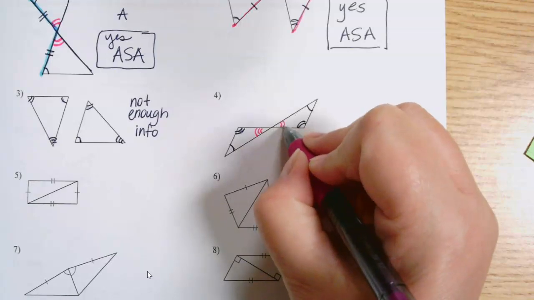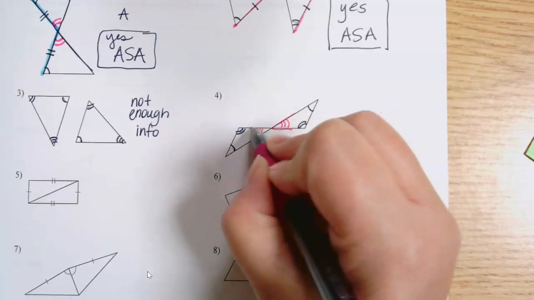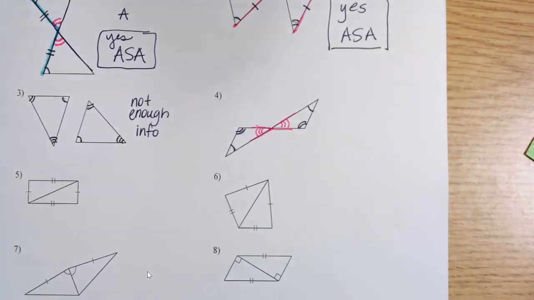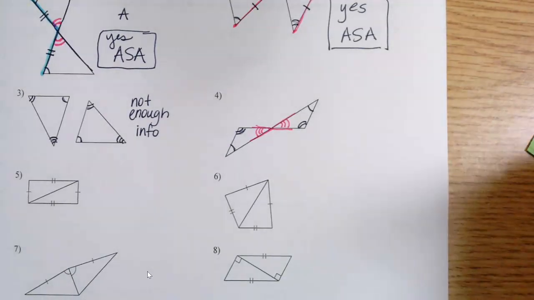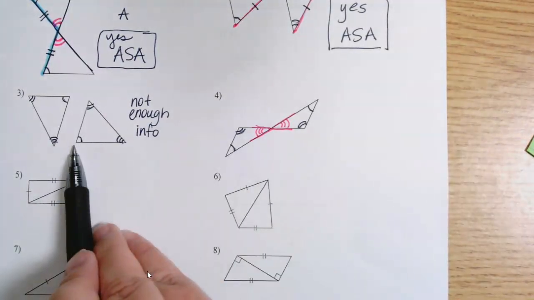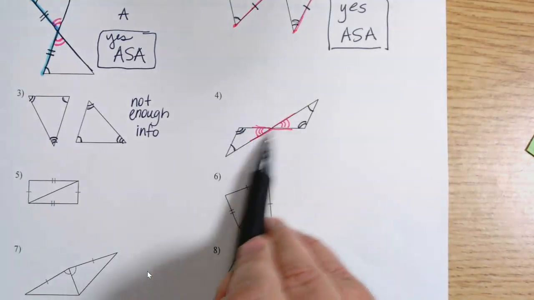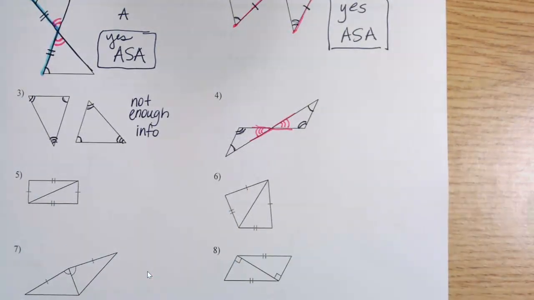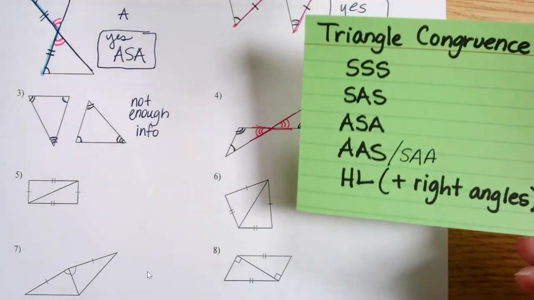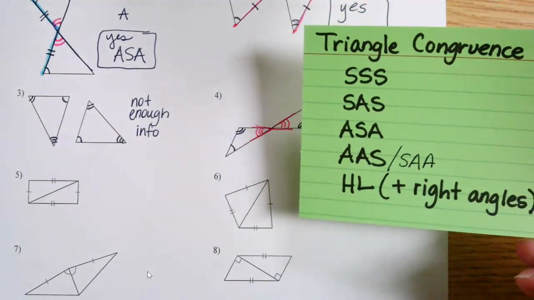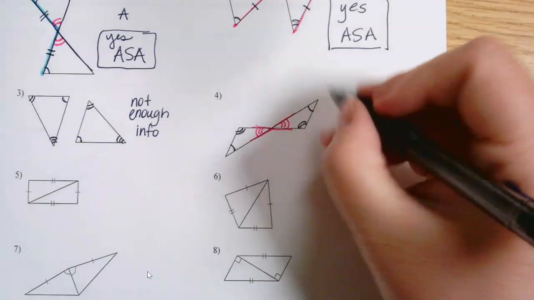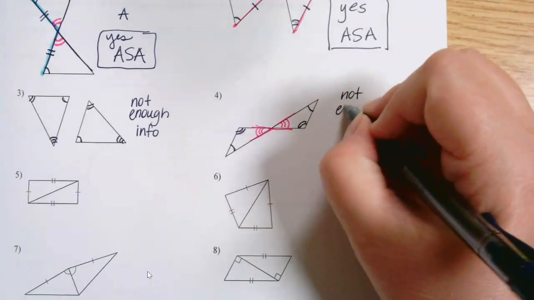This angle and this angle right here. This one, there they are. Vertical angles are congruent. So this is actually just like this one. I know all 3 pairs of angles, but I don't know a single thing about sides. All of the reasons require knowing something about the sides. There's no angle, angle, angle. So again, not enough info.